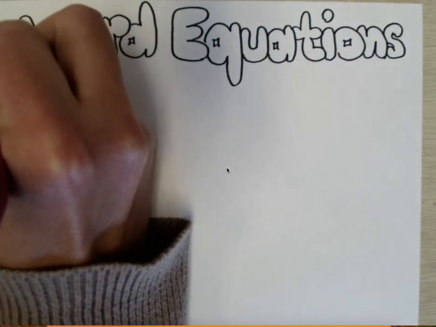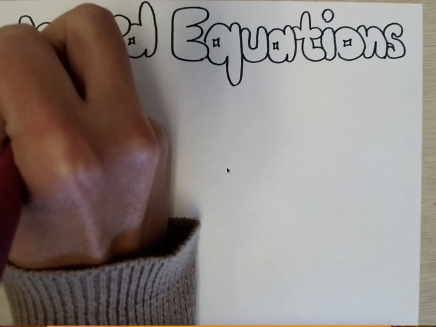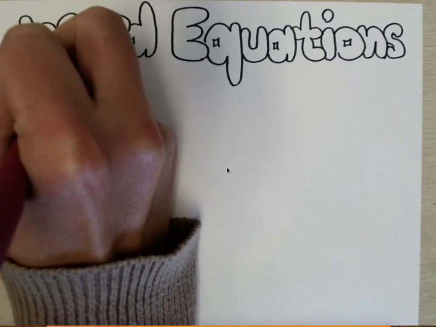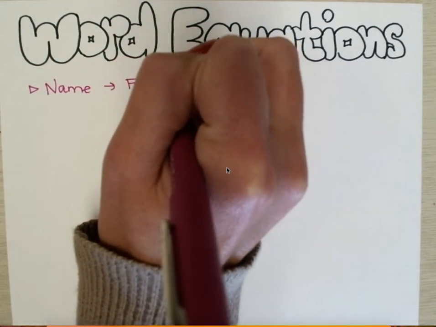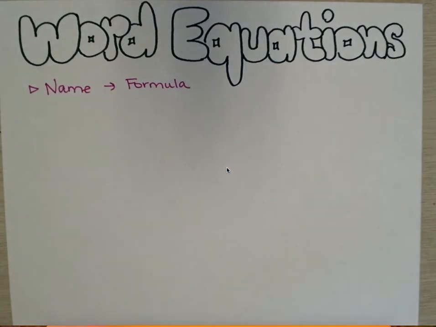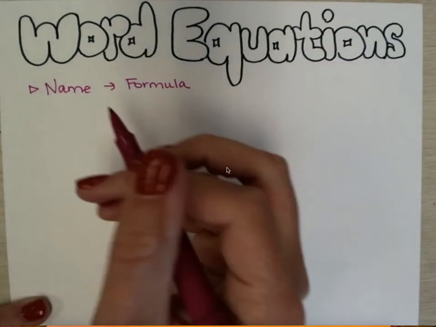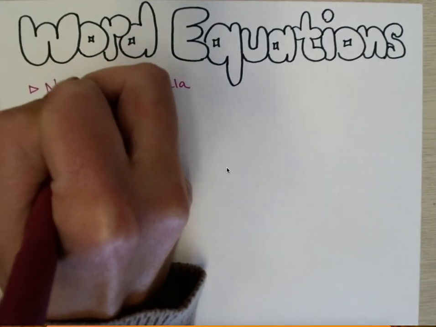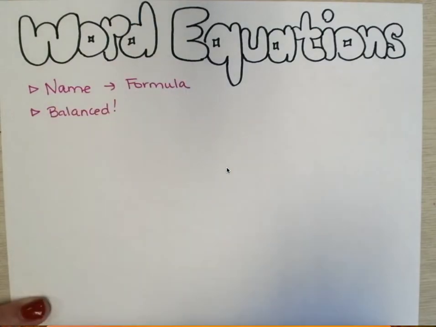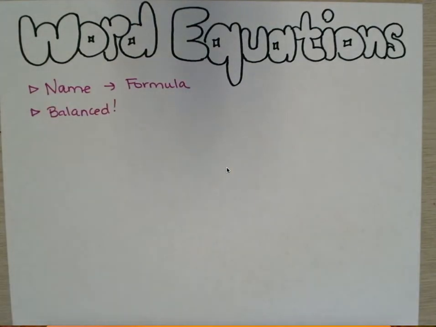So the first thing you've got to be able to do is take a name and write the formula correctly, crossing charges or using the prefixes, depending on what kind of formula you've got. So you have to go from name to formula. Then once you have all those formulas, you have to balance it just like you've been doing on your balancing PL. So it's not that much more, and it's not anything new. It's just combining two things.